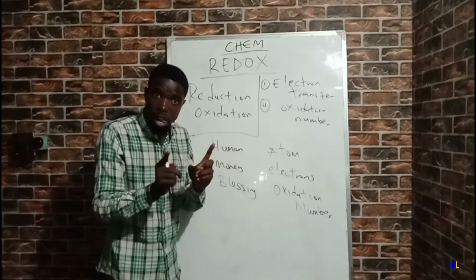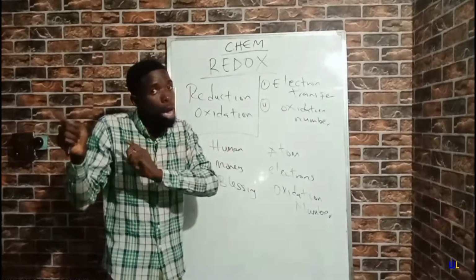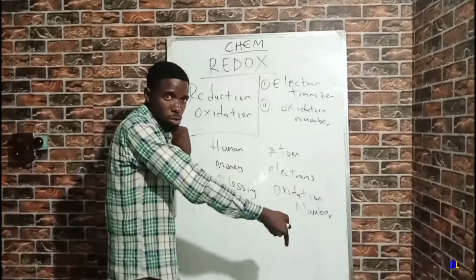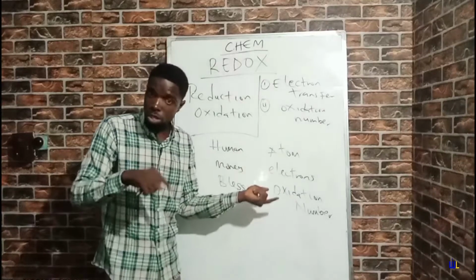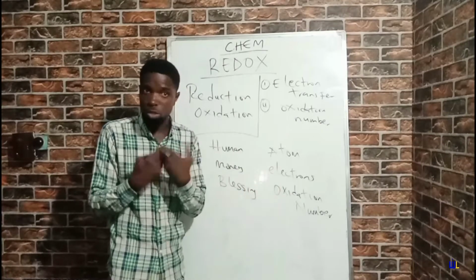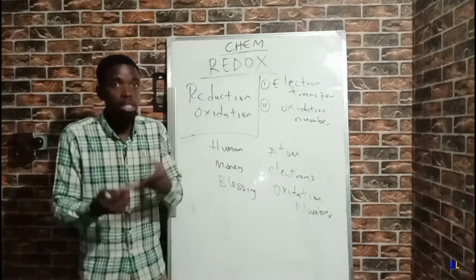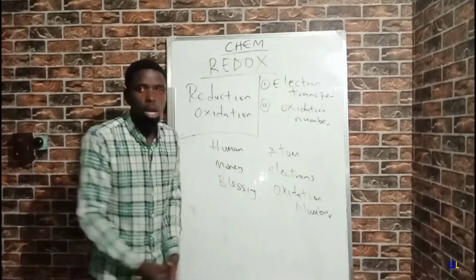So have this in mind: if you want to have an increase in oxidation number, you have to have a loss of electron. If you're going to have a decrease in oxidation number, that means you have to gain electron. Come on, look at it. You go to church, you're dancing, and then you put your offering in the offering box. What happens?